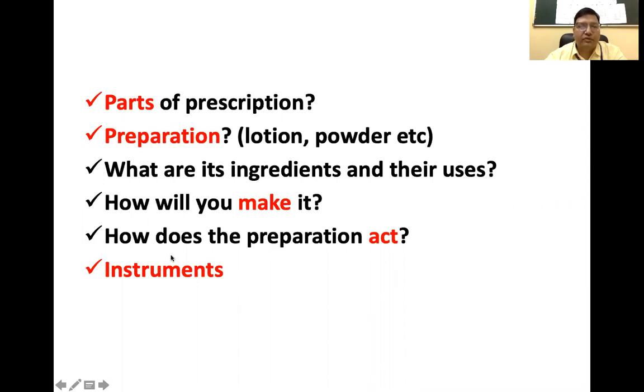So if you get a preparation, you should know what the prescription is, what the different parts of a prescription are, what preparation you have prepared, the definition of that preparation, what different ingredients you have put in this preparation, what the uses of this preparation are, and how this certain preparation acts. These are the common questions which are asked in your Viva also.